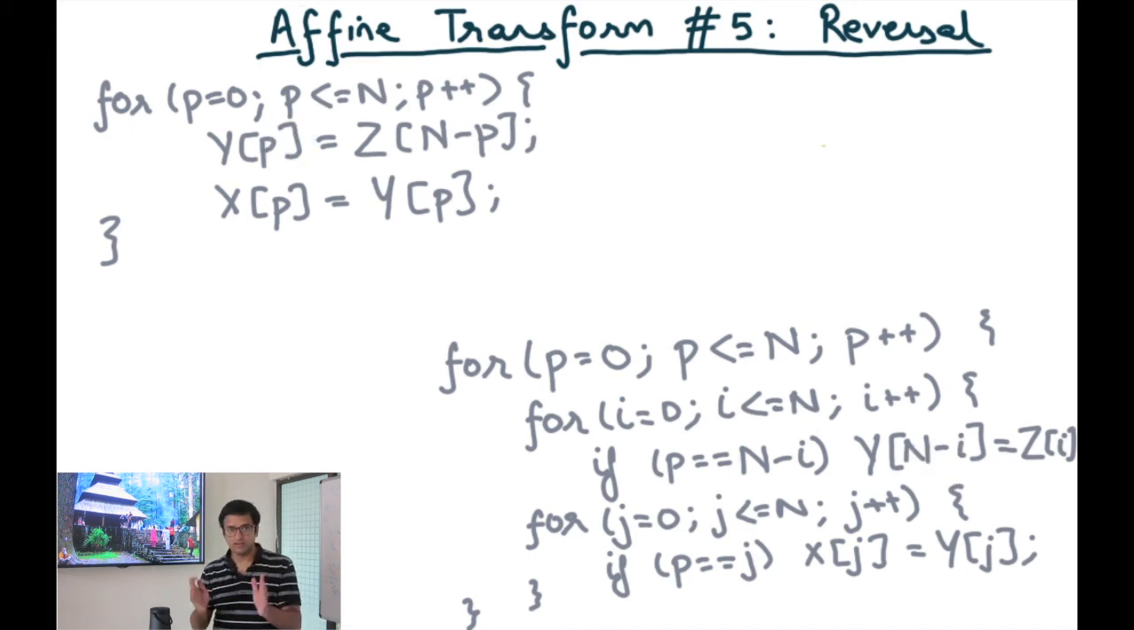which becomes just p, right? n minus (n minus p), that just becomes p, and i here is replaced by n minus p, so this becomes z[n minus p], and that's S1. And similarly for S2, it becomes x[p] equals y[p] because j is equal to p, and this is my new transformed program. Because we basically respected space partitioning constraints while finding our mapping function, you can be assured that this transformed program is equivalent to the original program.